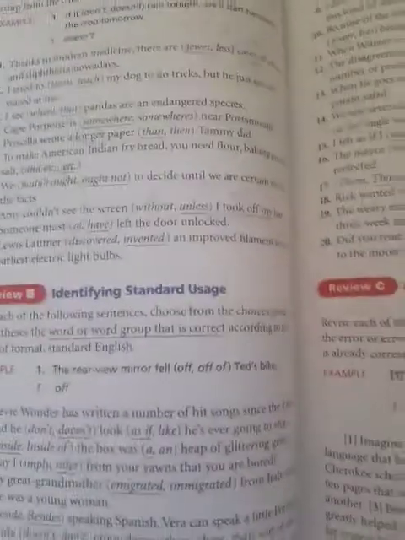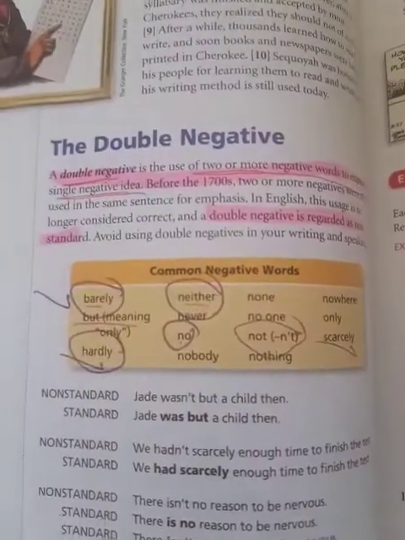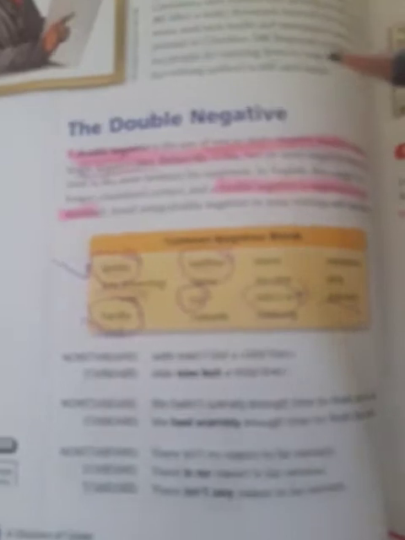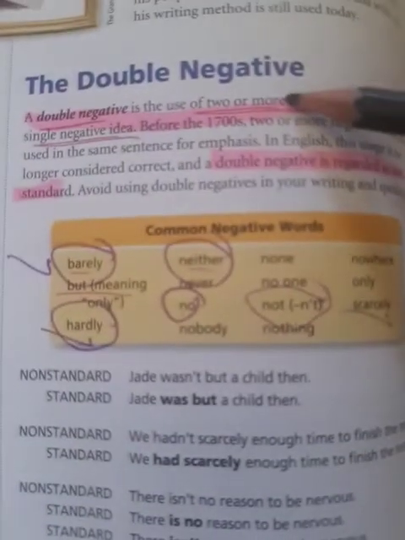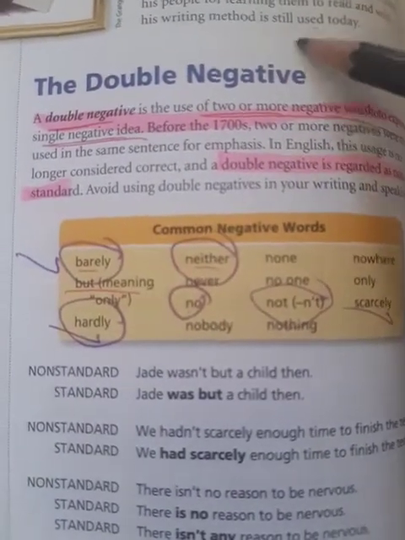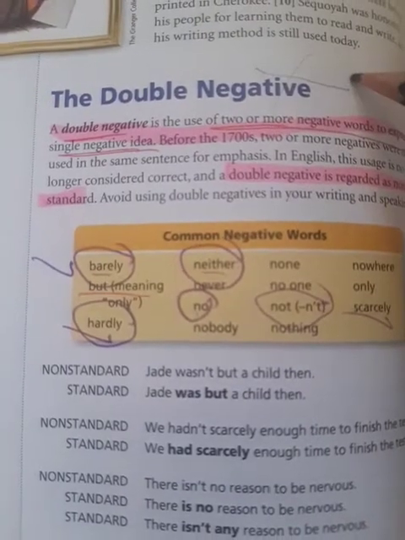Now, let's move to page 300. The new topic here is the double negative. Double negative means using two negative words in the same sentence. Okay? So, on page 300, guys, the double negative. Now, you have to know that double negative is wrong, is non-standard.